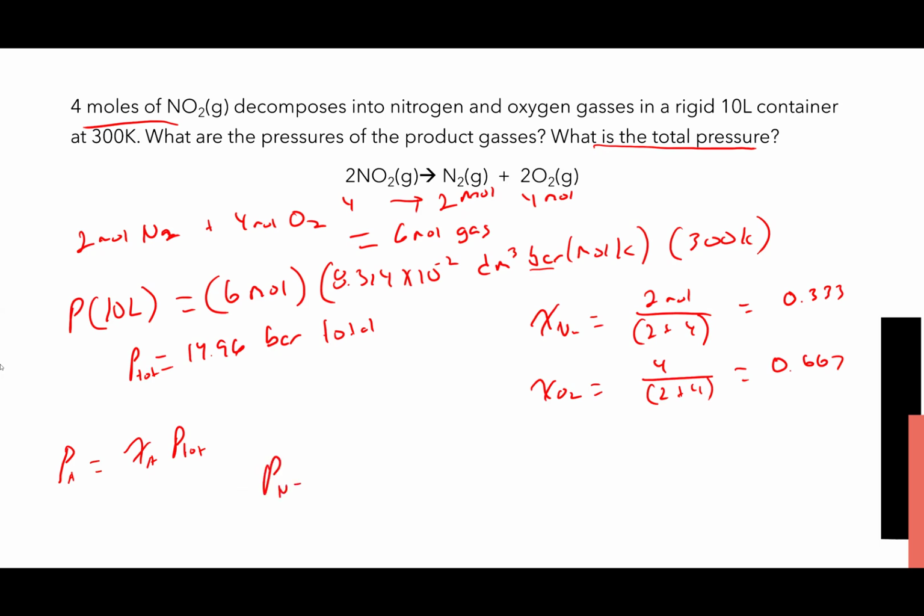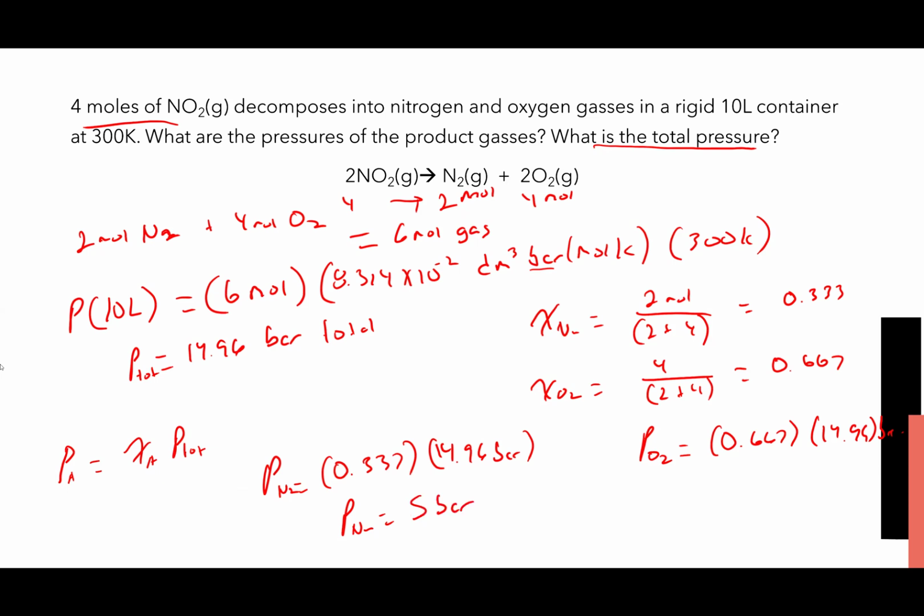So our partial pressure of nitrogen is going to be 0.333 times 14.96 bar. And our partial pressure of oxygen is going to be 0.667 times our 14.96 bar. If we do a little bit of rounding to make things nice and neat, for nitrogen we have 1/3 times 15, basically. 1/3 of 15 would be a partial pressure of about 5 bar. That makes it really nice. For oxygen, 2/3 of basically 15 is going to be 10 bar. A little bit of rounding makes things come out a little more nice and even.